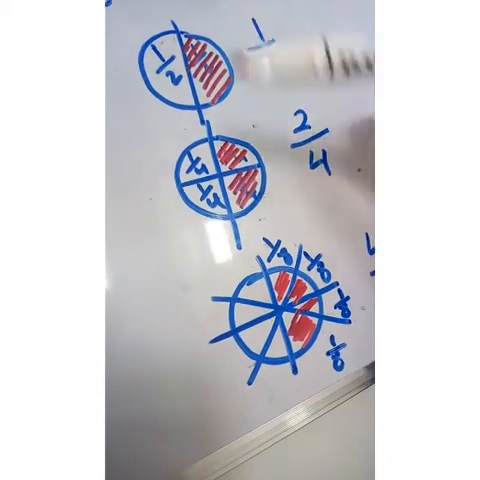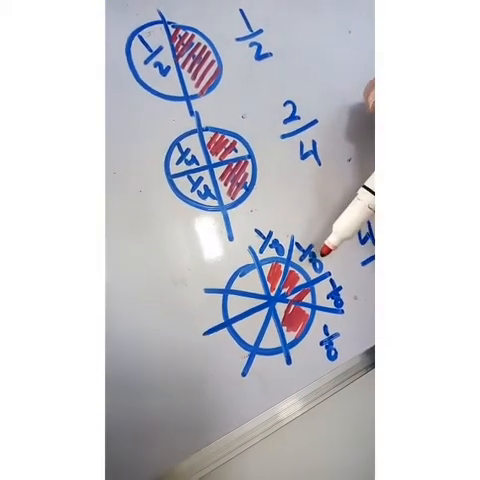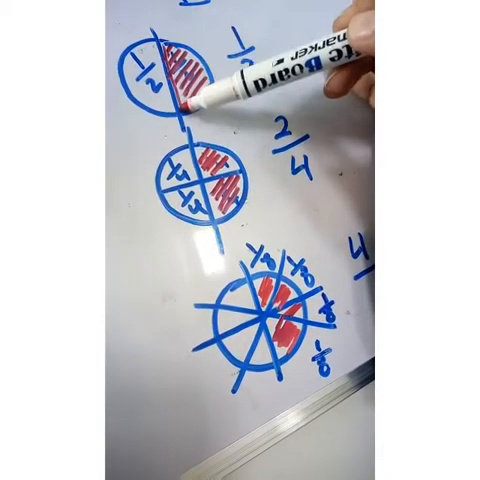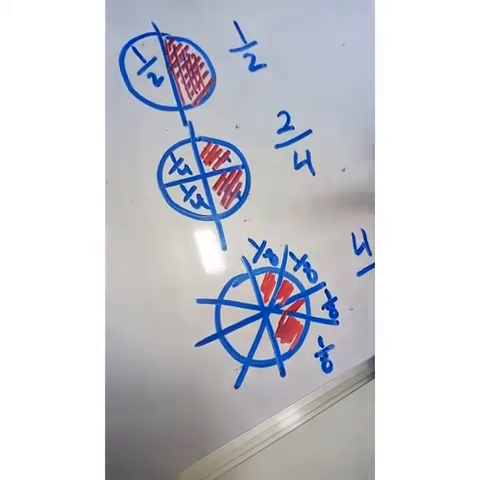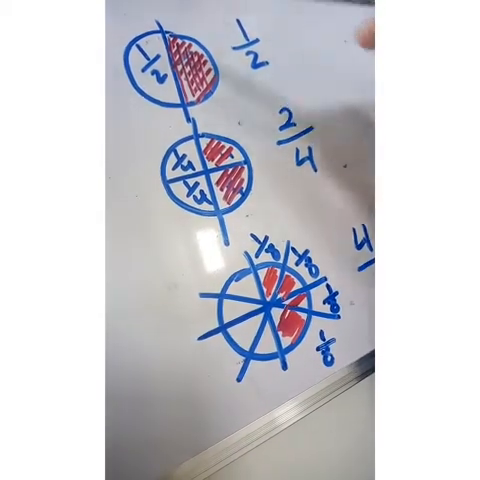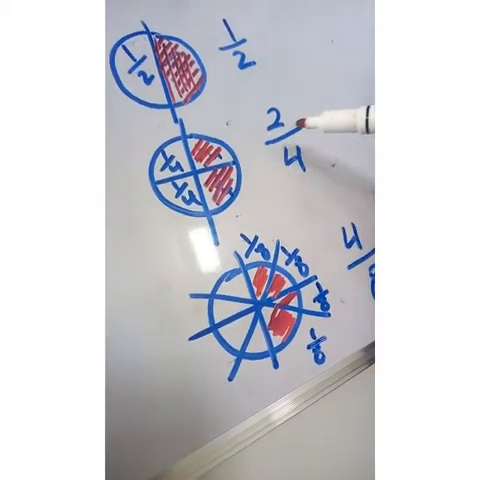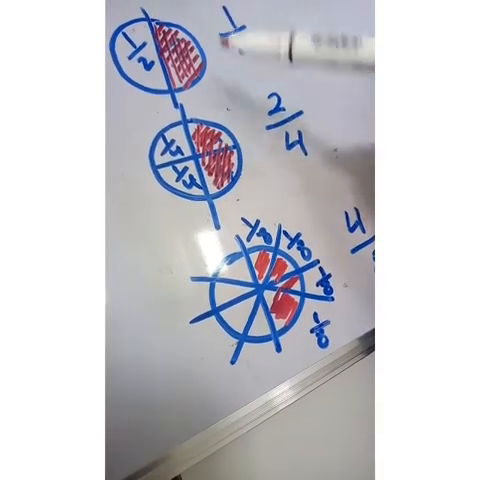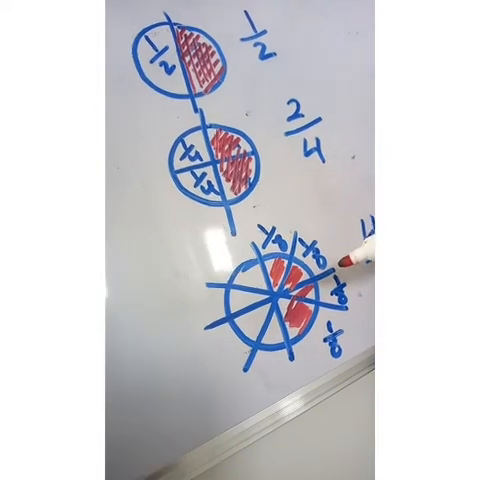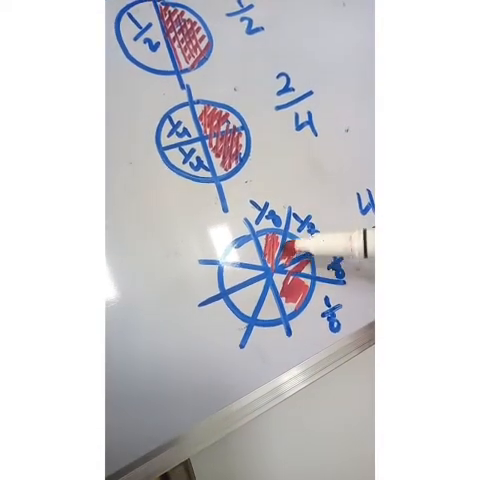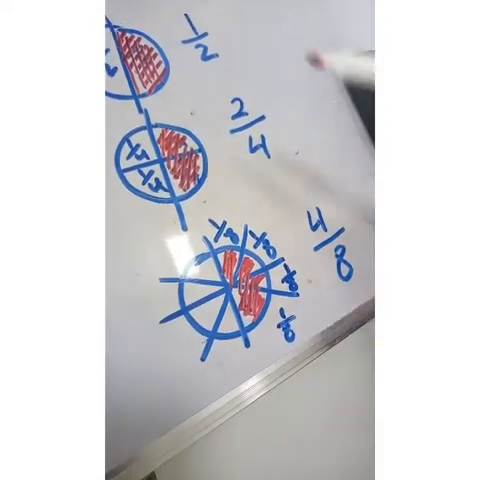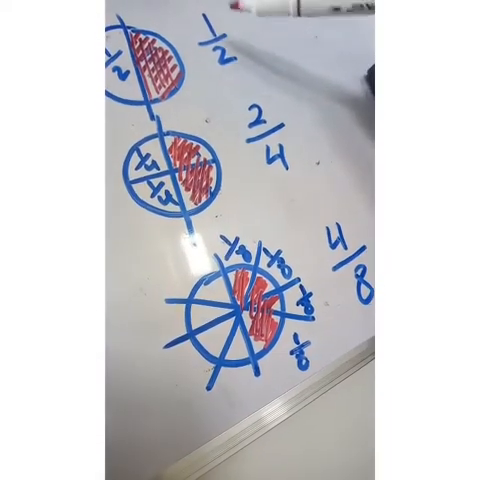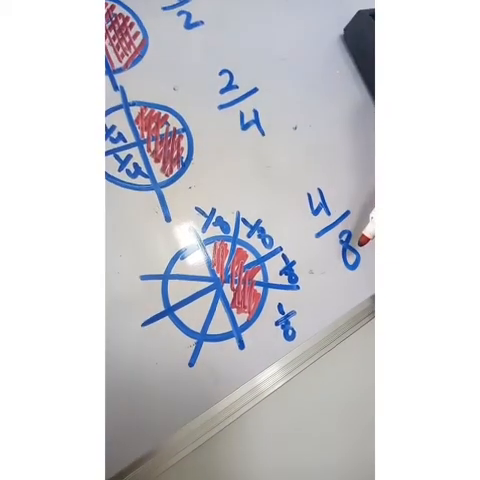When we look at the 3 examples here, what do we see? We see that 1/2 is shaded half of the whole object. When we look at 2/4, we see that it's the same. It's also shading half of these parts. When we look at the third one, it's also shaded the same. But when we look at the fractions, they look different. They have different numerators and different denominators.